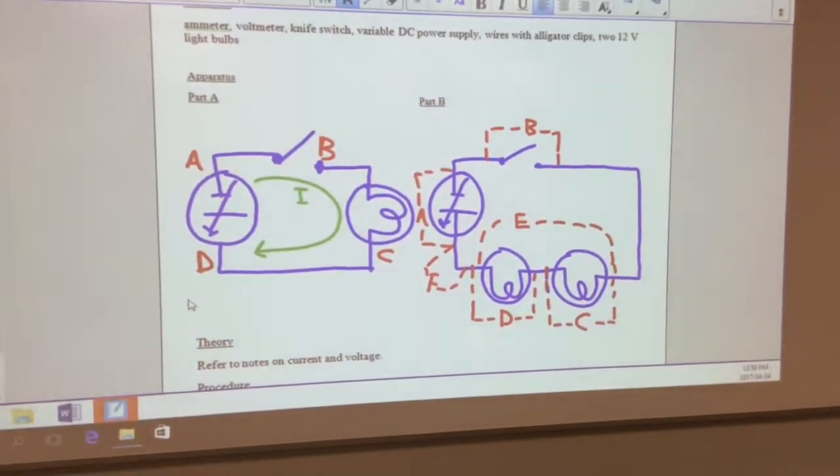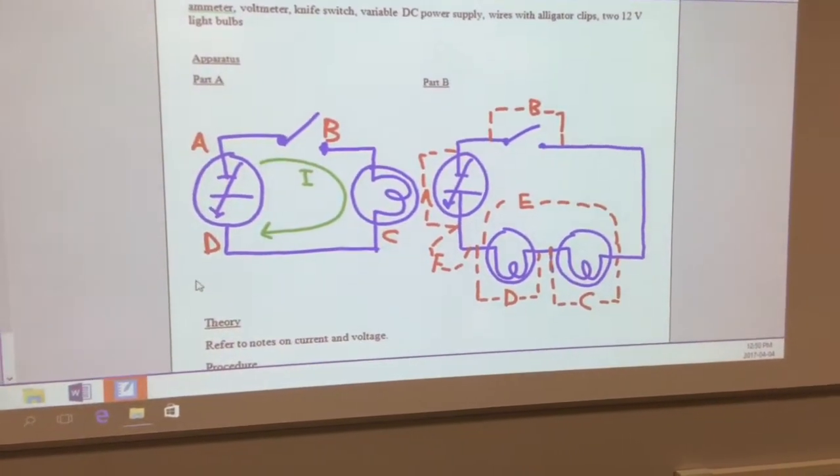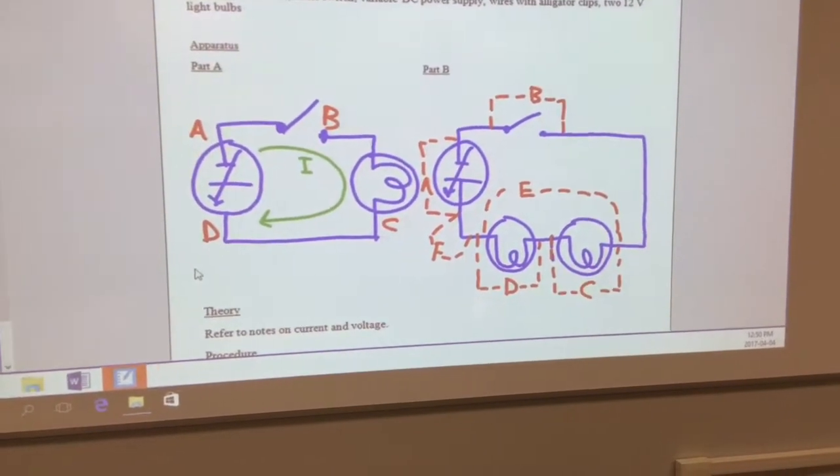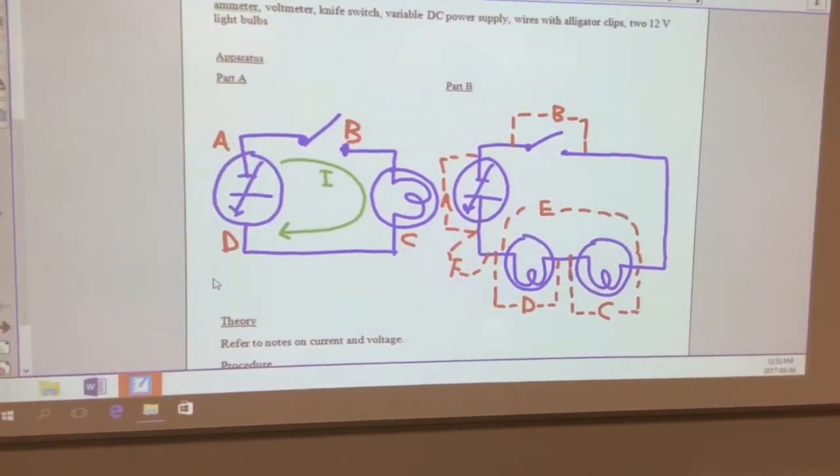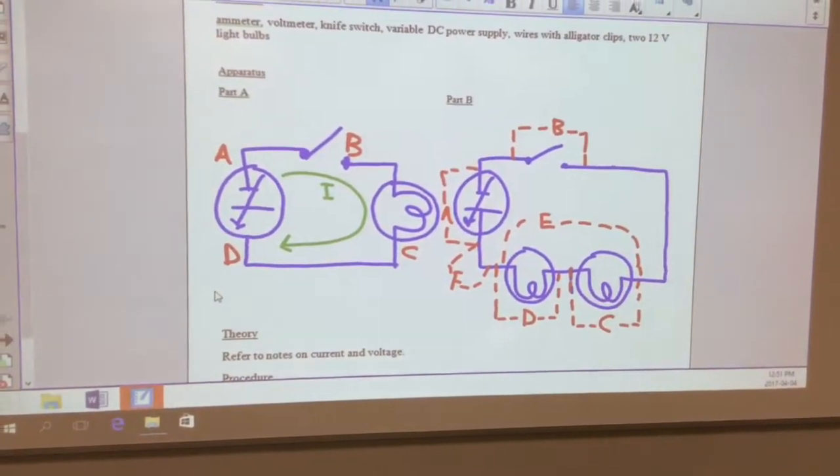This is experiment number 4, current and voltage. This is the circuit diagram. We are going to be measuring the current at points A, B, C, and D for part A.